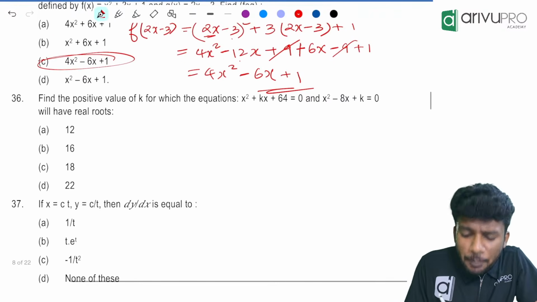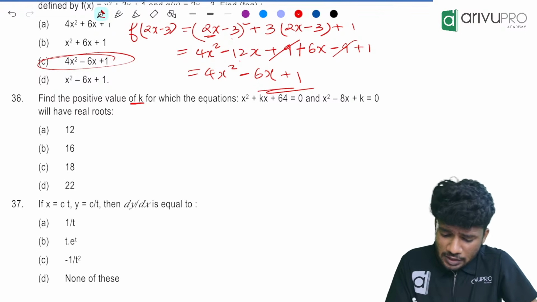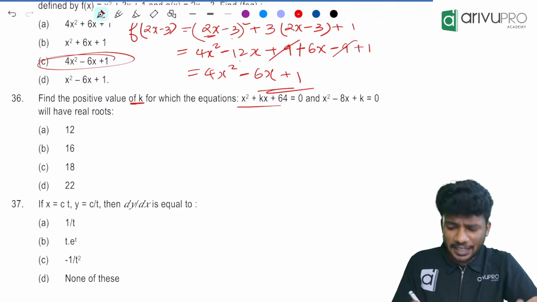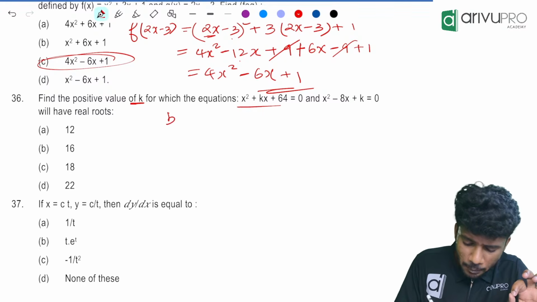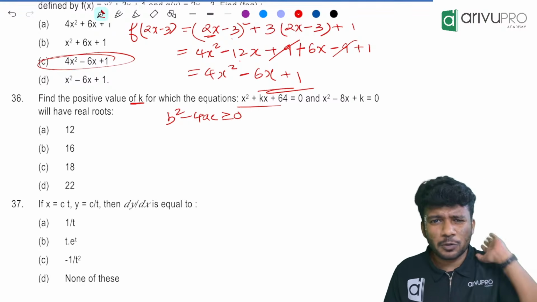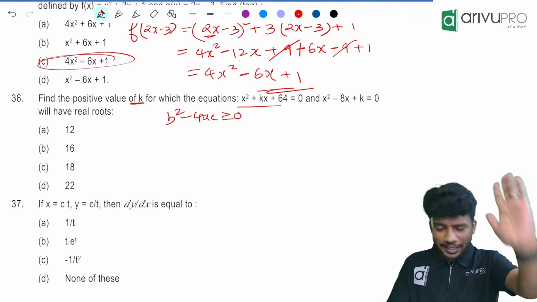Next one, find the positive value of k for which the equation x square plus 4x plus k has real roots. Very easy now. What is the condition for real roots? B square minus 4ac is greater than or equal to 0. I will put it equal to 0. That is the easiest approach to get the answer.